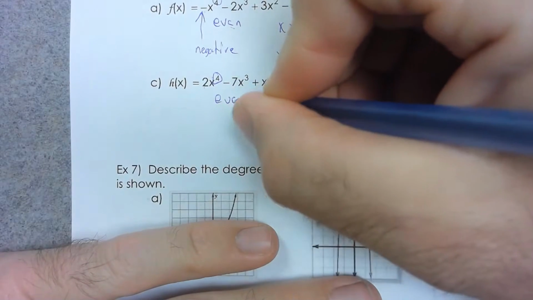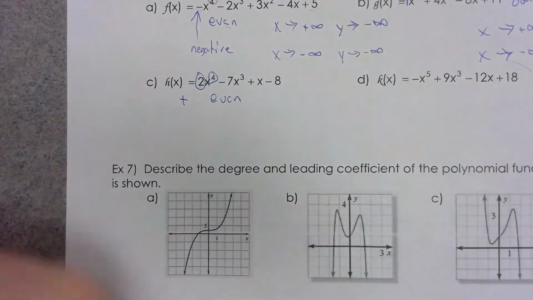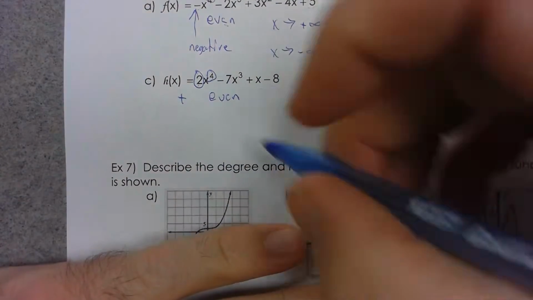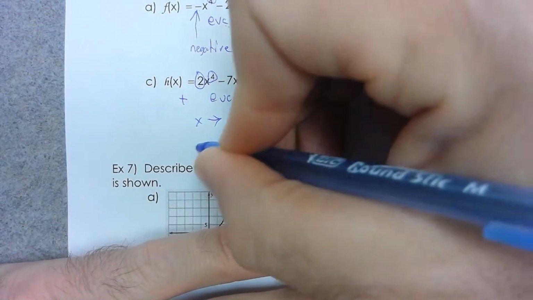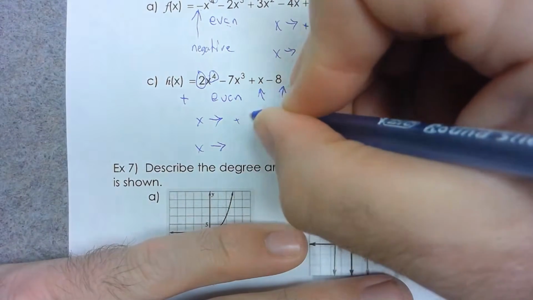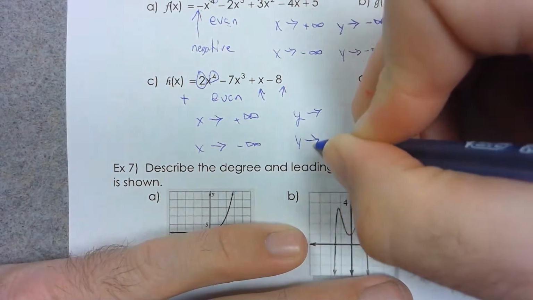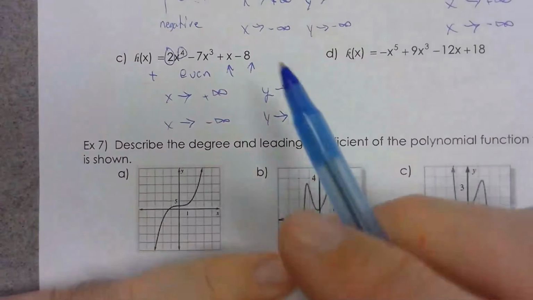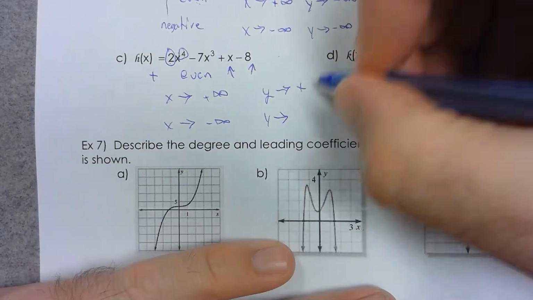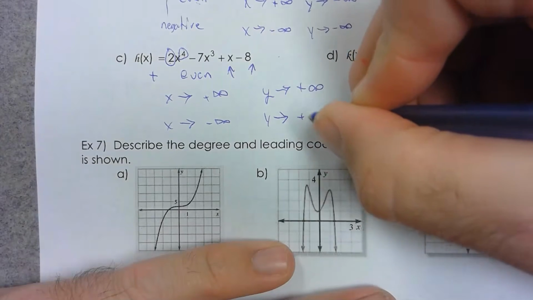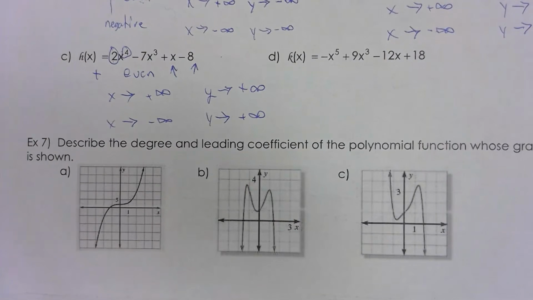Even, positive. Doesn't matter that it's a 2 versus a 1. It just matters whether it's positive or negative. Okay, even positives are going to go up in both directions. So we're going to say positive infinity, negative infinity, y approaches. Okay, I got to fill in the y's. So it's even, it's going up in both directions, so I'm just going to say it goes up to the left, to the right, up to the left. Last one.